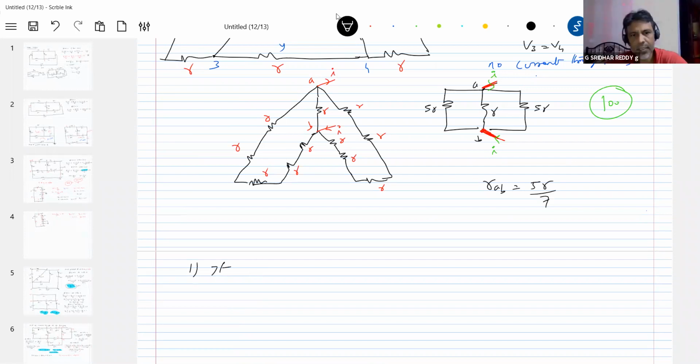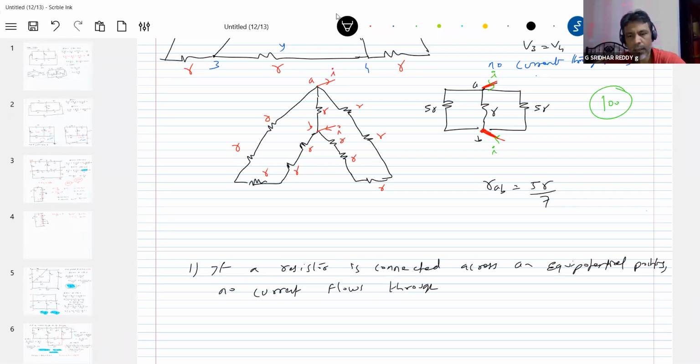If a resistor is connected across equipotential points, no current flows through it, and that resistor can be removed from the circuit. Since there is no current, you can take it out of the circuit.